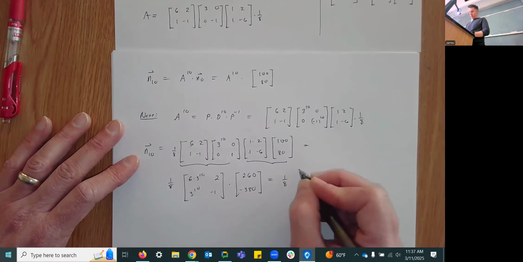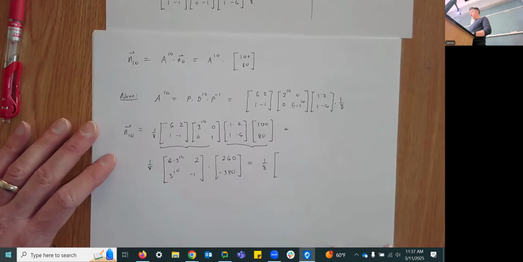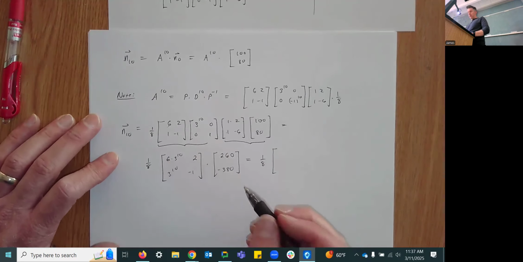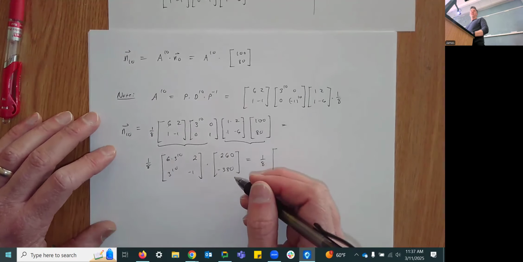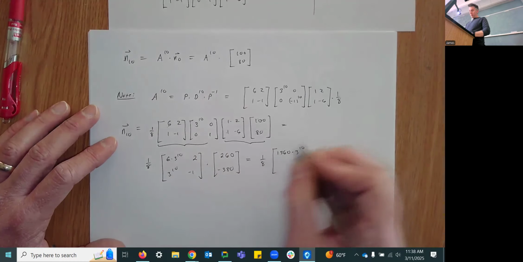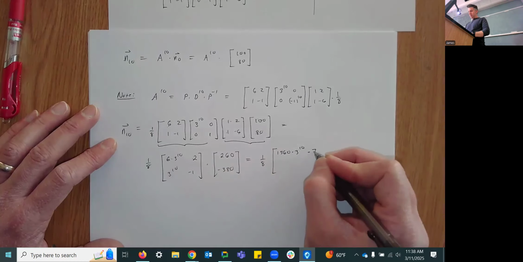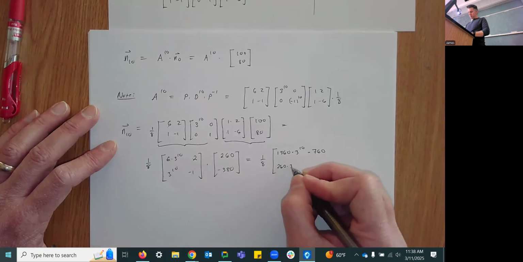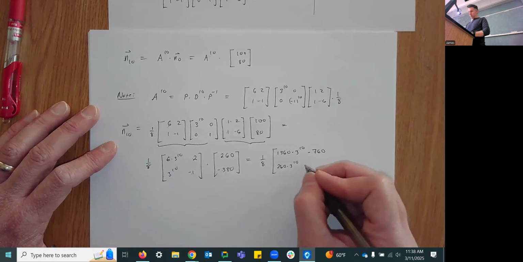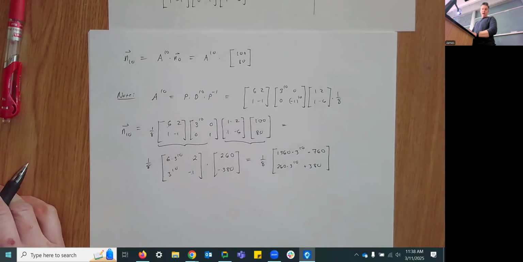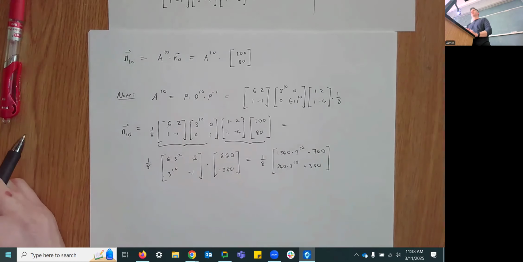We get 1/8 times. Here's where it gets really gross. So you have this times this plus this times this. So this 6 times 260 is something. It's 1560, I believe. So you have 1560 times 3 to the 10th plus 2 times -380 is minus 760. And then you have 3 to the 10th times 260, plus -1 times -380 is plus 380. Again, not the nicest thing we've ever seen, but not impossible to deal with.